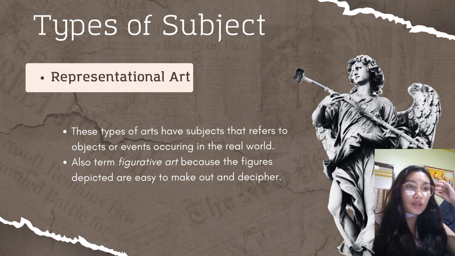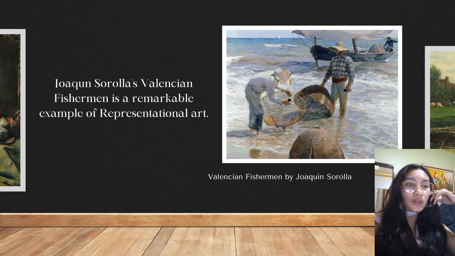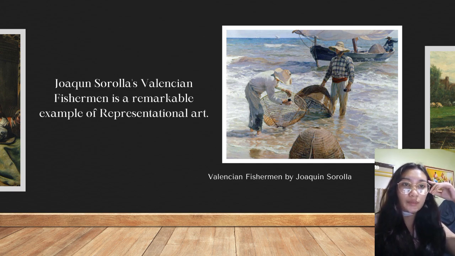This type of art has subjects that refer to objects or events occurring in the real world. Also termed figurative art because the figures depicted are easy to make out and decipher. So here on the next slide is Joaquín Sorolla's Valencian Fisherman. It's a remarkable example of representational art.